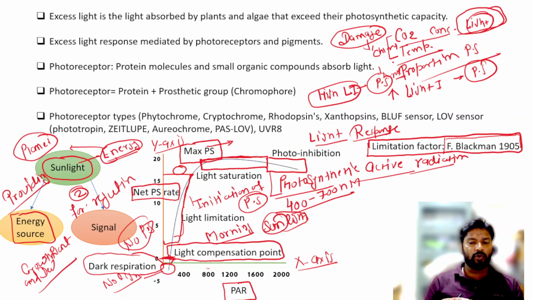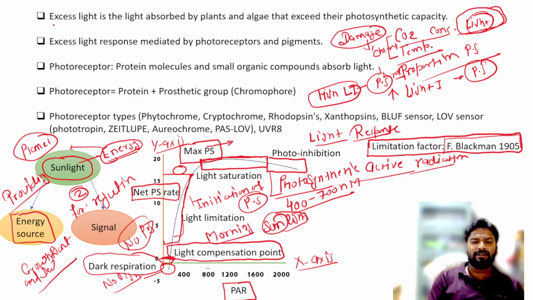Then photoinhibition means at high light intensity there is a damage to the chloroplastic structure or complexes which reduce the photosynthetic rate, known as photoinhibition. Okay, so friends, this is very clear.